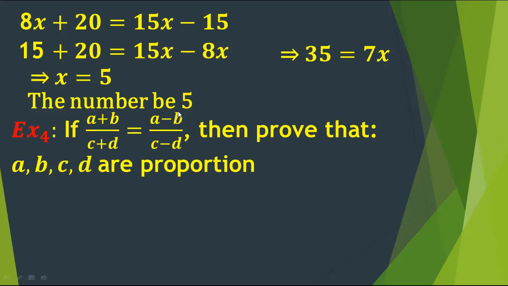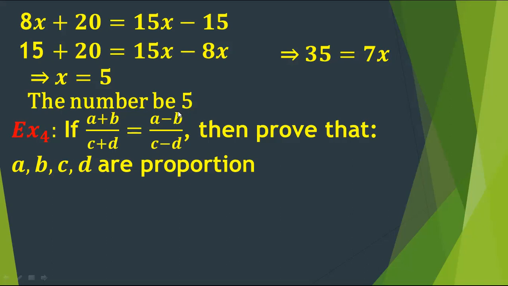Example number 4. If a plus b over c plus d equals a minus b divided by c minus d, then prove that a, b, c, d are proportional. So easy. a plus b divided by c plus d equals a minus b over c minus d. Ratio equals ratio. Prove that a, b, c, and d are proportional.